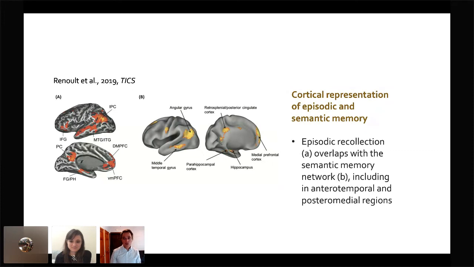Now, this sort of conclusion would be relevant to recent theoretical work, including work by Dr. Louis Renaud, shown here, and colleagues, which has shown considerable overlap between the so-called core episodic recollection network and the semantic memory network that's been shown through a variety of means.